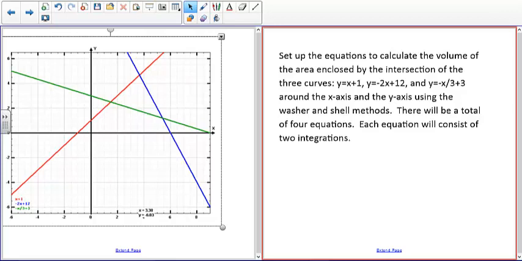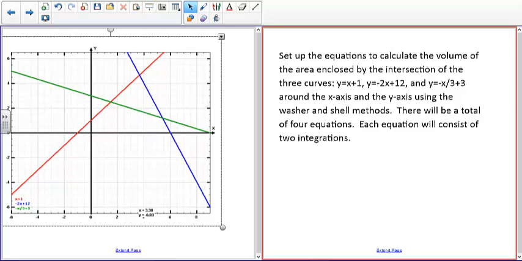So we're gonna do a couple of problems like this just because it looks at the thought process in determining whether to use the washer method or the shell. Well, in this case, it doesn't really matter which one you use, and you'll get the same answer. But it tells you how to set up the equations for the two different methods, depending upon whether you're rotating around the x-axis or the y-axis.